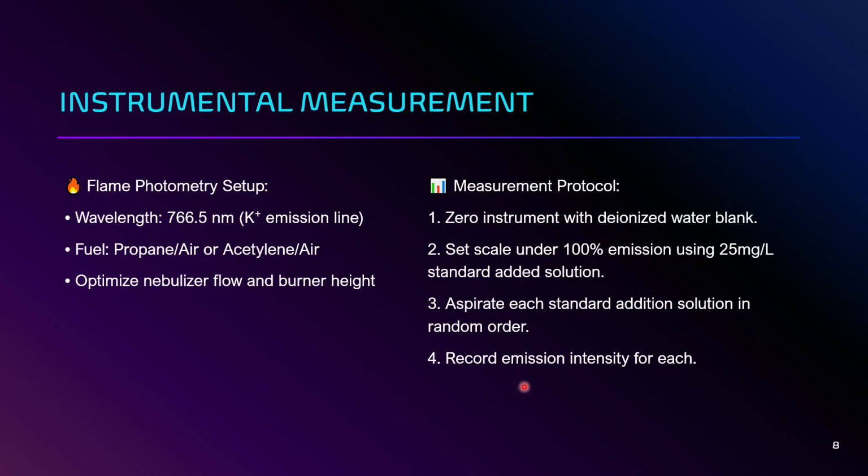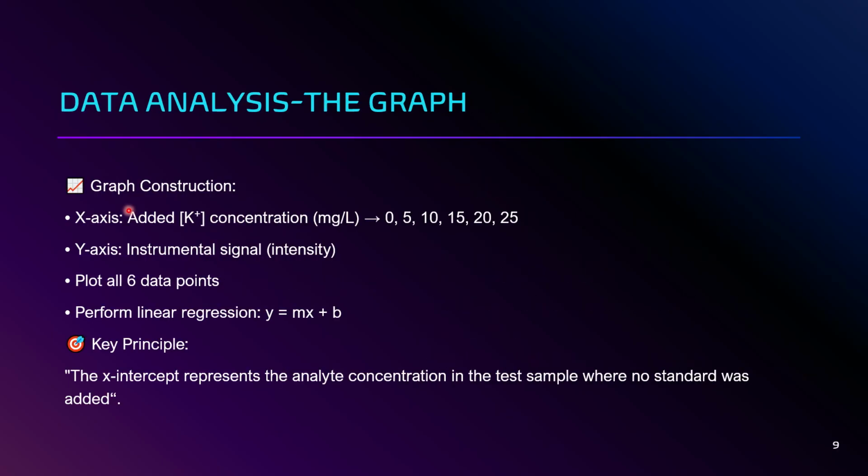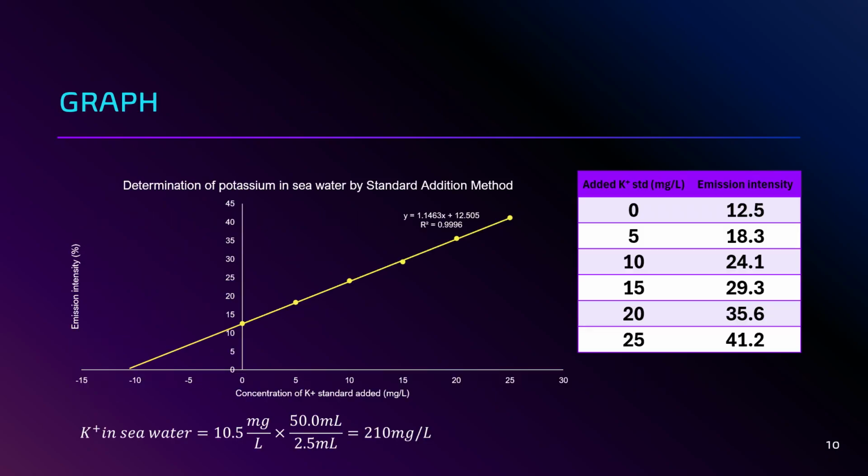Now you record emission intensity for each flask, and now the most critical part is the data analysis. You need to construct your graph for these concentrations. On the x-axis we always put concentration. The independent variable is put on the x-axis and the dependent variable is put on the y-axis. So on the y-axis you put instrumental response, that is the percent emission intensity, and if you plot all 6 data points, you will get a graph like this.